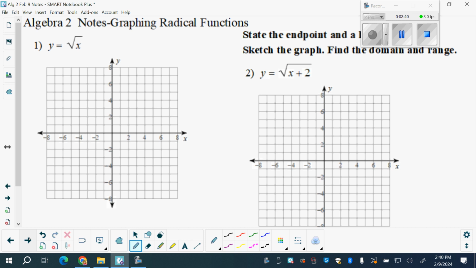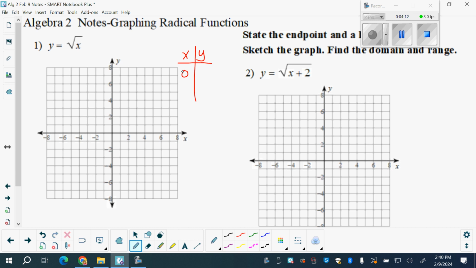So have we graphed a square root function like that before? No, we haven't. So what do we do when we don't know how to graph something? How do we start? Yes, we are going to make a T-chart or a table. So if you don't know how to graph something, that's what you can do. Make a table. What's a number that we can put in there for x?